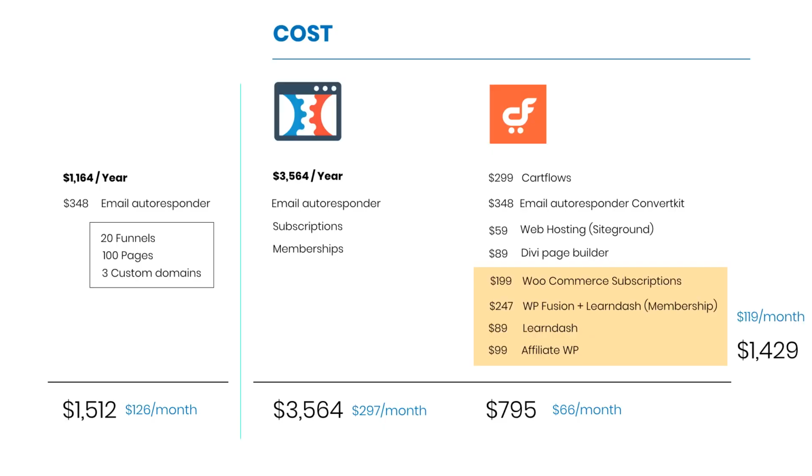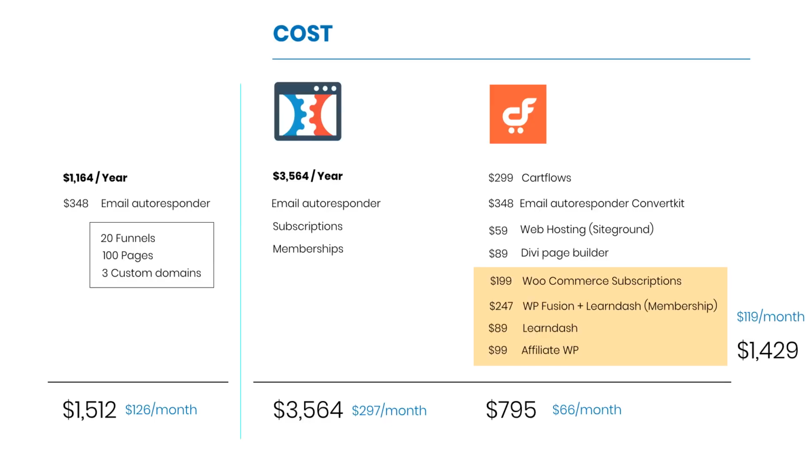So when it comes to the pricing, as I mentioned, ClickFunnels is an all-in-one platform. It has pretty much everything that you need. It has the email autoresponder, subscriptions, memberships, all in one place. And also you don't have to worry about the hosting because everything is all hosted on one platform. So this will give you a total of $3,564 per year or $297 per month.